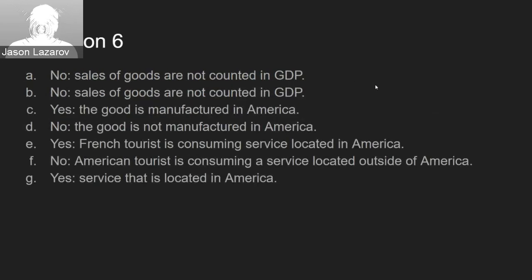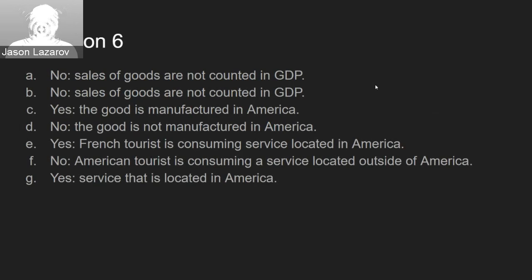For question 6, we are asked if a number of situations add to the US GDP. For part A, used cars sold at used car stores do not count towards US GDP since sales of used goods are not counted. Similarly, in part B, a used car sold at a cousin's garage sale also doesn't count towards GDP. For part C, wine made in Napa Valley at a vineyard owned by Australians does count to the US GDP, since the good is manufactured in America and it does not matter what nationality the workers or property owners are.